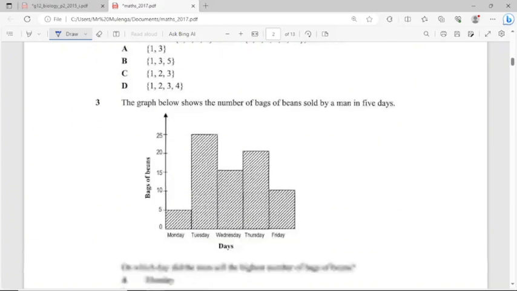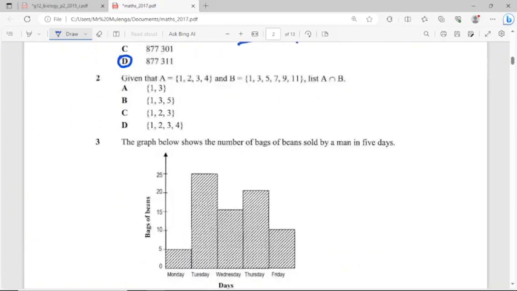Let us now proceed to question 2. So in question 2 they are saying, given that A is equal to 1 2 3 4 and B is equal to 1 3 5 7 9 and 11, list A intersection B. Okay, so they want you to find A intersection B. Now before you answer this question, you have to understand what intersection means. Okay, so intersection means same elements.